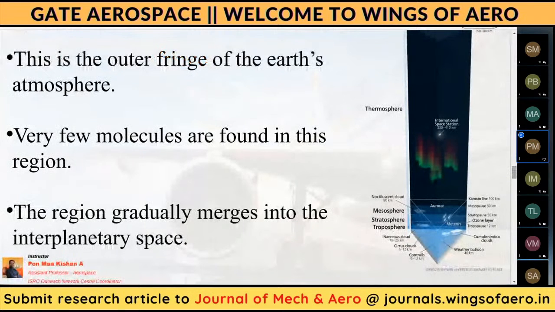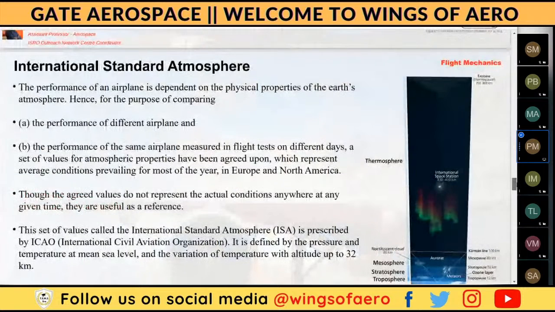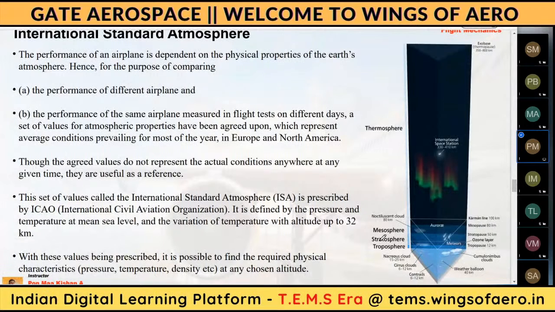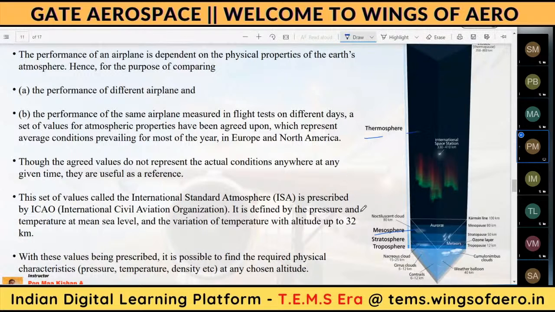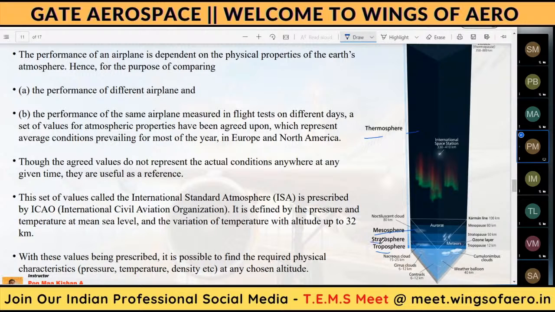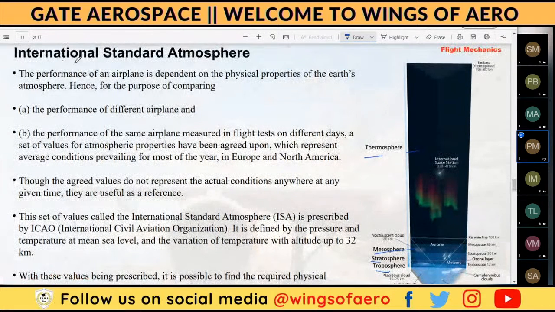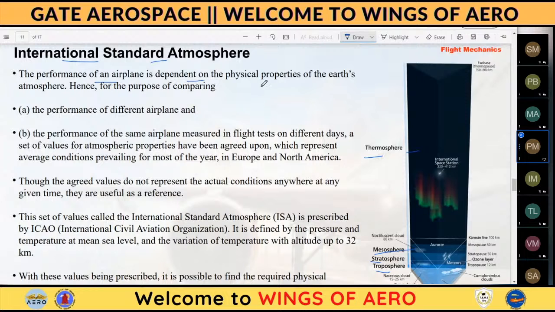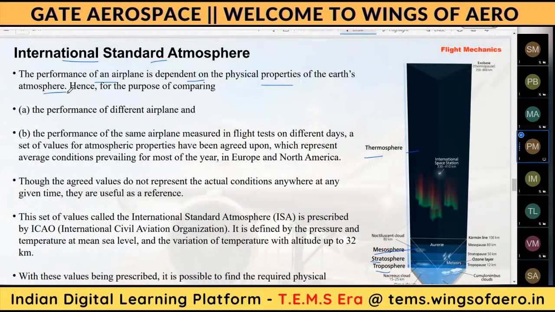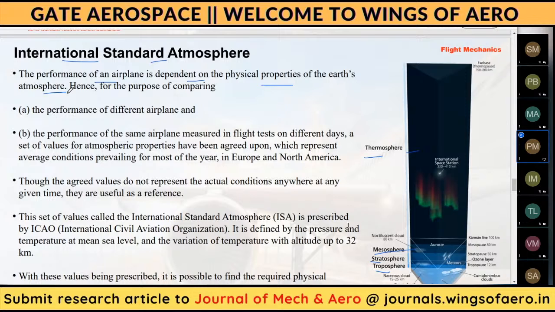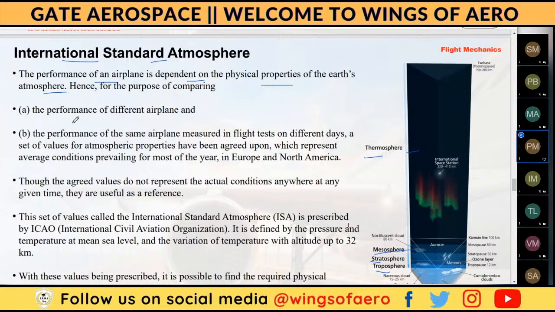Of these five layers of atmosphere, of course, we are not going to consider the mesosphere and thermosphere for aircraft, right? Mostly we will be considering the troposphere and stratosphere. So what is the importance of understanding the international standard atmosphere? The first point is that the performance of the airplane is very much dependent on the physical properties of Earth's atmosphere. Physical properties means temperature, pressure, density. Depending upon that only, the performance of the airplane can be determined. It is purely dependent on that.